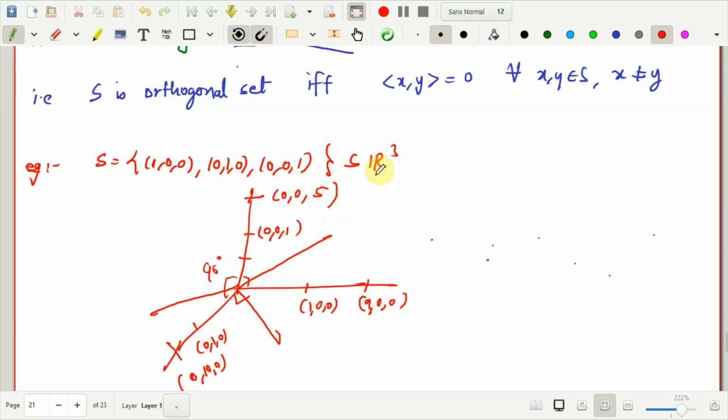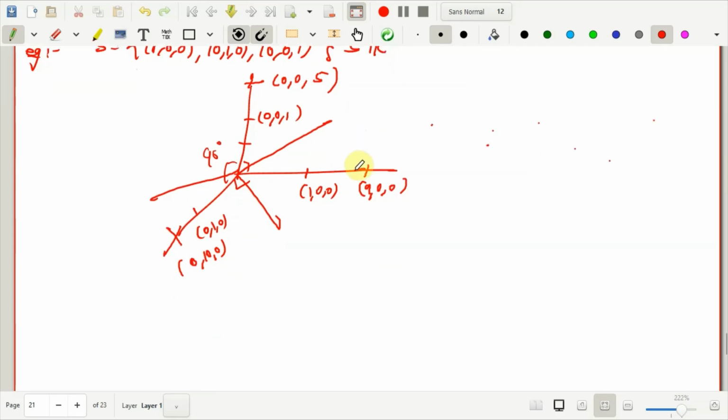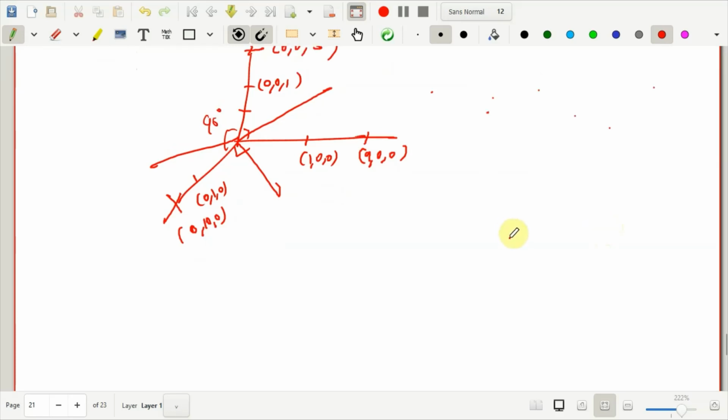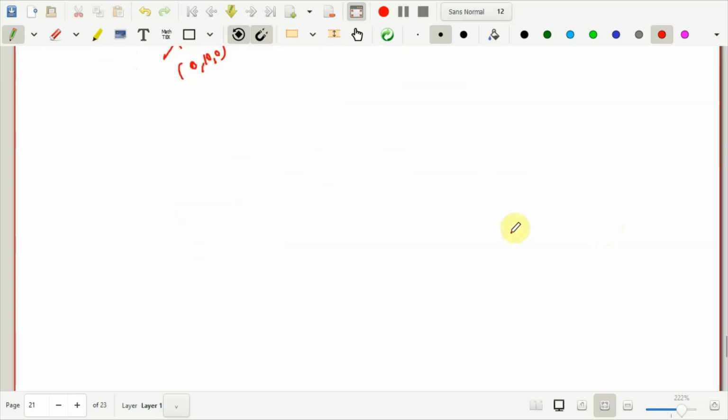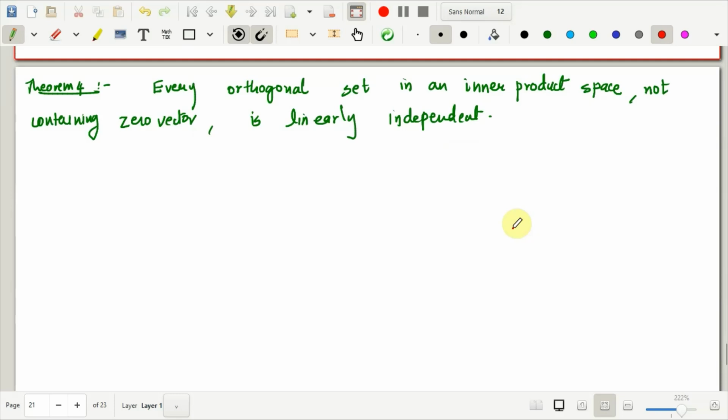In this case, the dot product is the standard inner product from R3. Okay, so once again you can just review what we have done so far. That is the definition of orthogonality of two vectors, then the definition of an orthogonal set in terms of its inner product.